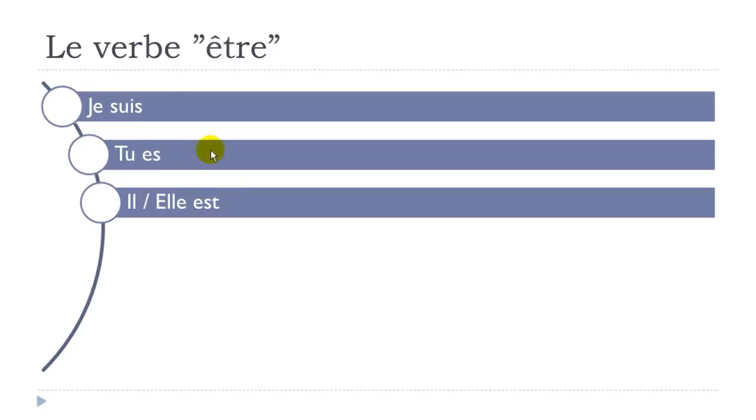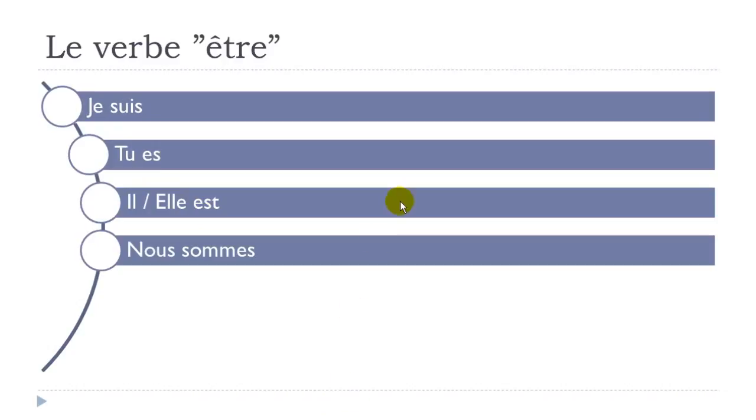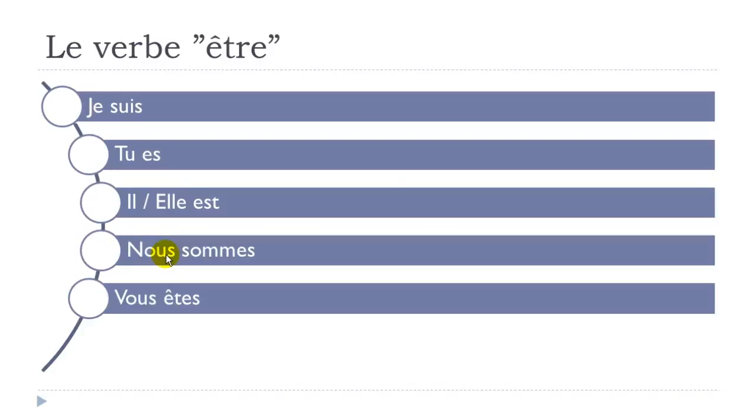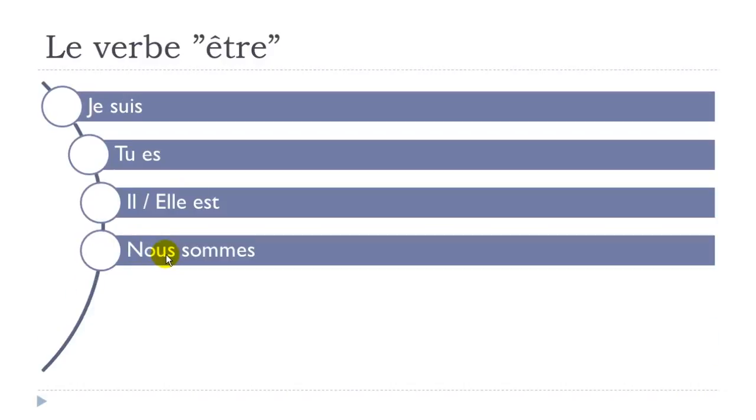Okay, so remember, je suis, tu es, il est, elle est. Okay, so let's see how the next one comes. Here it's nous. Okay, sorry about that. Nous sommes. Okay, so you don't pronounce the final S here, it doesn't exist. Sommes. Nous sommes.